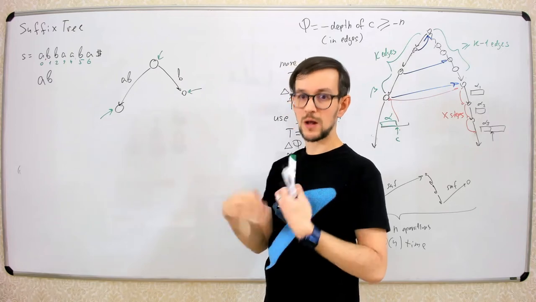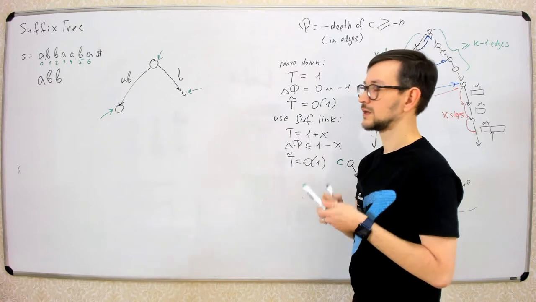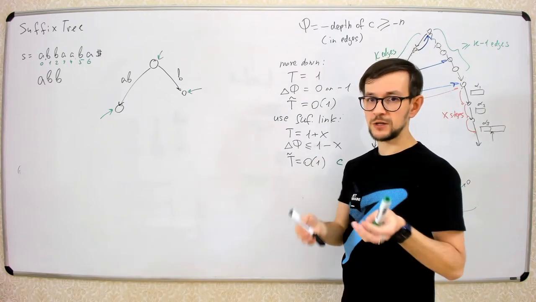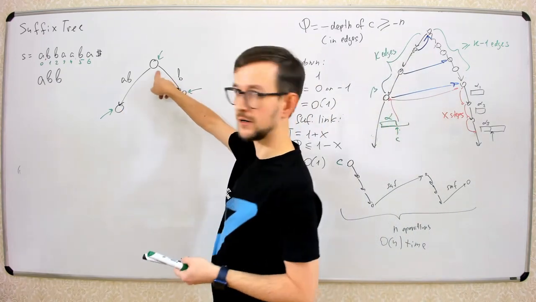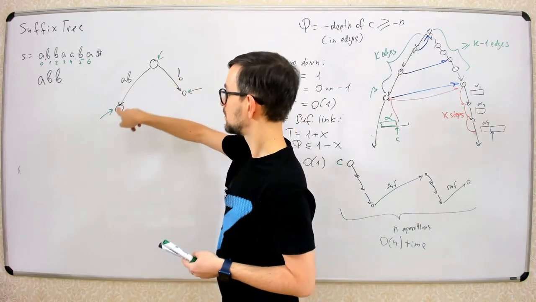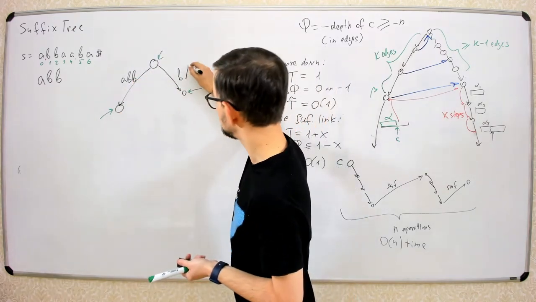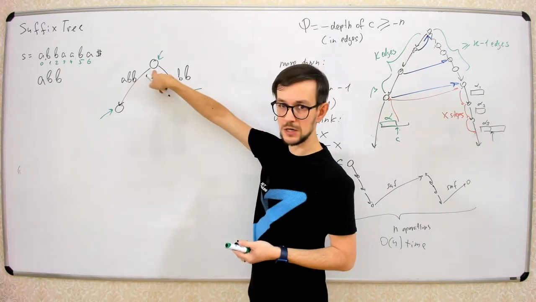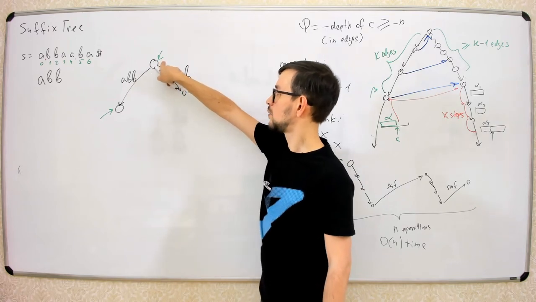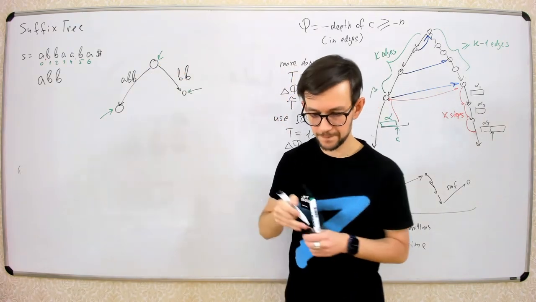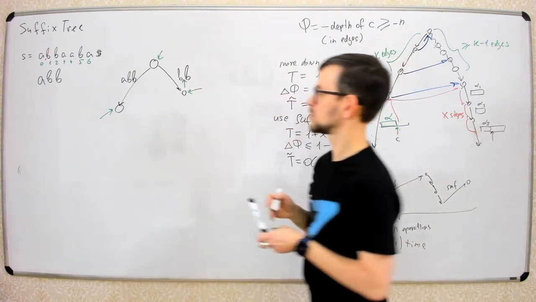Now again, I will add one more character, so I add character B. I need to add this character B to all suffixes of my current string. So I need to add B here, here, and here. I add B here, it's easy, just like this. I add B here, it's easy. And finally, I need to add B here. When I add B to this position, this end will move to the middle of this edge. So now I have this position also.